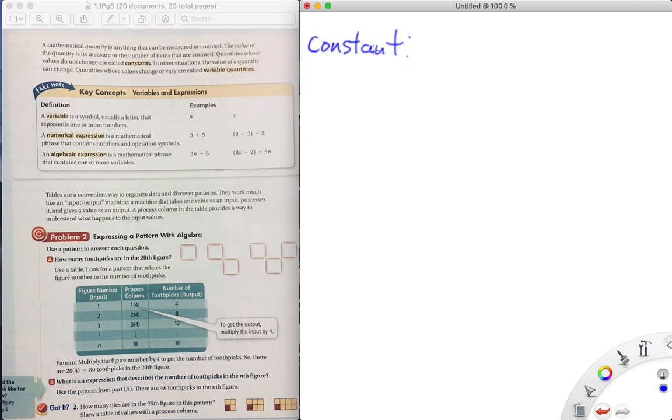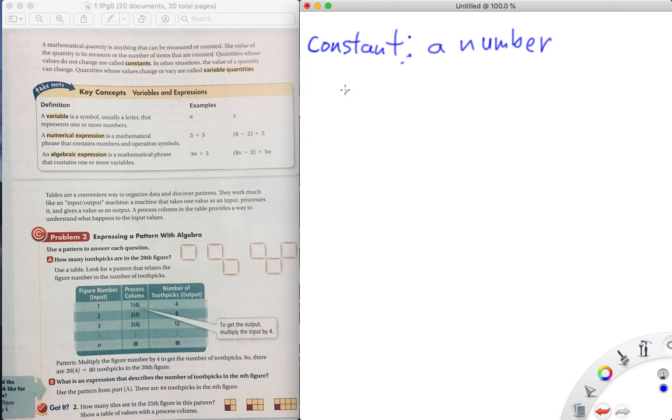Again, quantities that do not change. So instead of saying quantity, let's just say a number. In essence, that's what it is. Some number or some value that remains the same throughout the calculation.